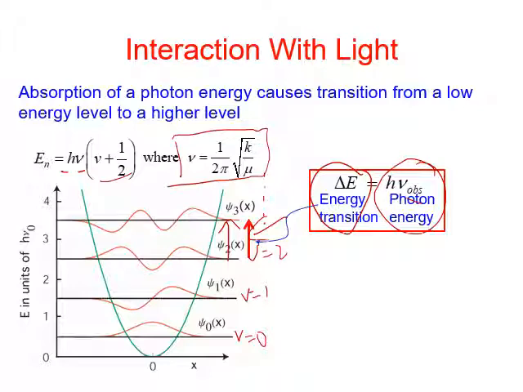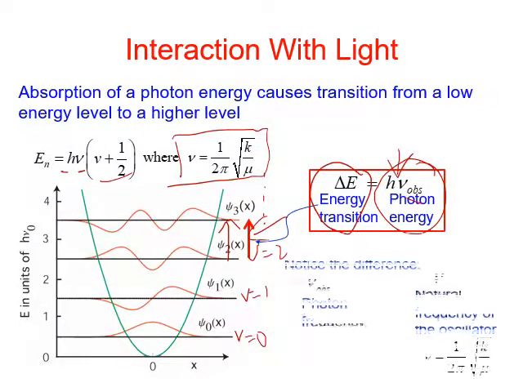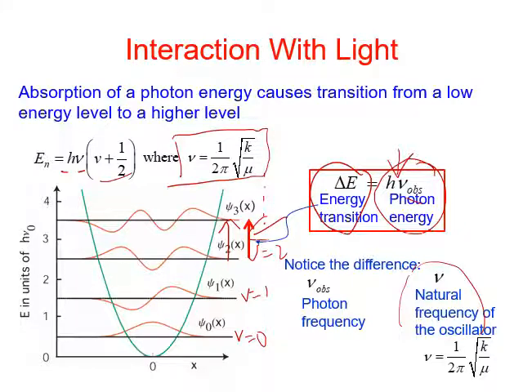So you see you have two nu. One is nu absorption, the photon frequency that will be absorbed, and the other is the natural frequency here, which is used to calculate the energy difference between the two energy levels of the molecule. So how are these two frequencies related? We're going to derive the equation in the next slides.